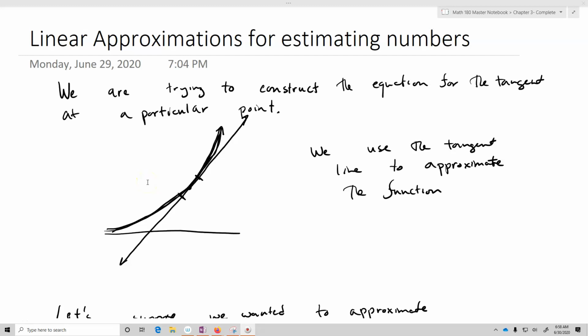So what I'm going to discuss inside of this video is trying to find linear approximations for estimating numbers. The idea of a linear approximation is basically that for any function, if we draw the tangent line, what you'll notice is that the tangent line is actually very close to the function near the point of tangency. So what we're going to do is use a tangent line to approximate the function.